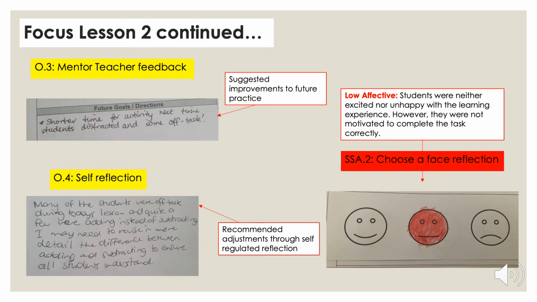This indicates that my teaching strategies and learning experiences may not be working for certain students, and therefore improvements, alterations, and changes need to be undertaken in order to increase the engagement of my students. Student Self-Assessment 2 shows the students were neither excited nor unhappy with the learning experience. Although this does not indicate a negative experience, it does emphasize how certain students were not completely engaged within the specific lesson.